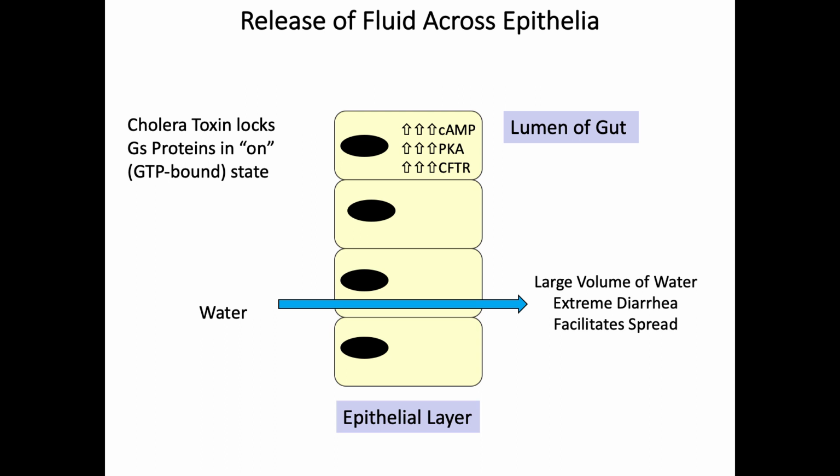So more of the CFTR will be activated, which will leak out the chloride. Sodium will be pulled from the basolateral surface, and will pull water. You have a large volume of water, extreme diarrhea, and this facilitates the transmission because it goes out into the environment in the water bodies, and that's probably one of the reasons that this actually happened.